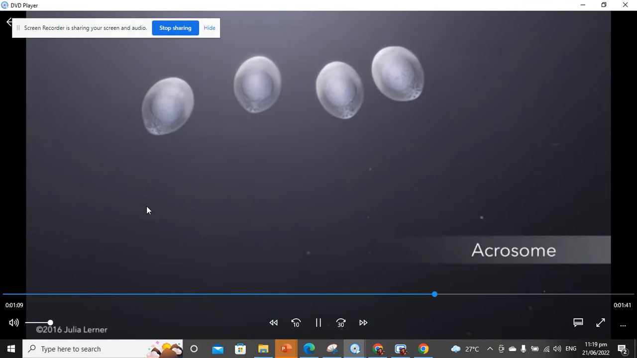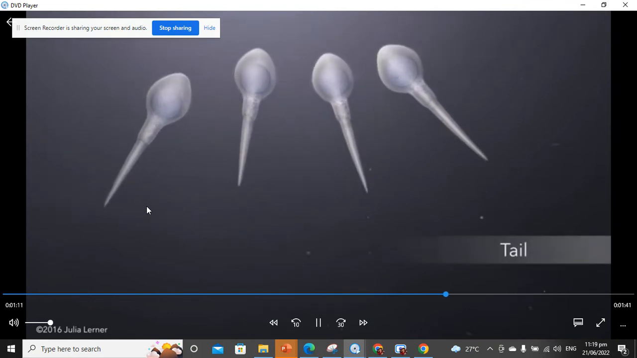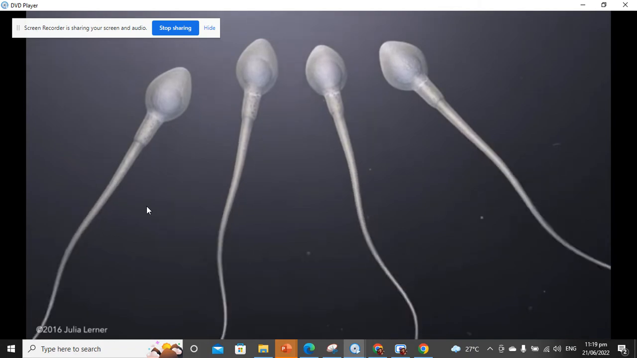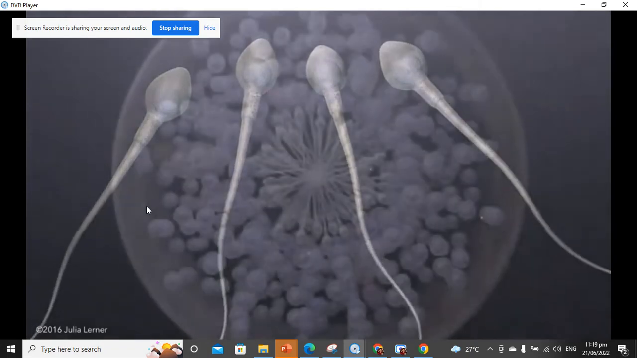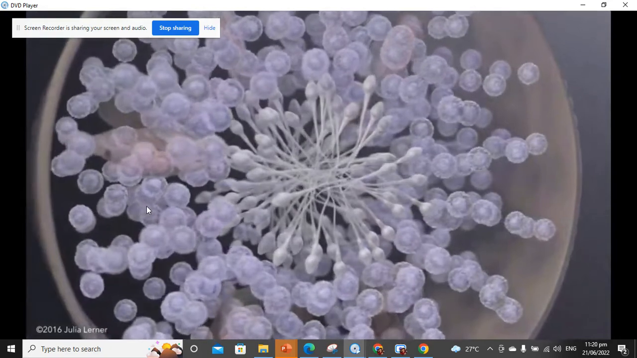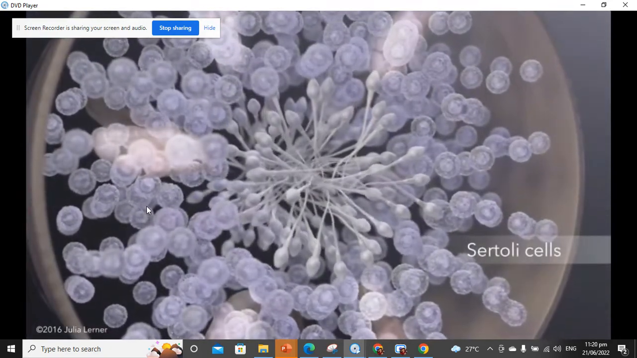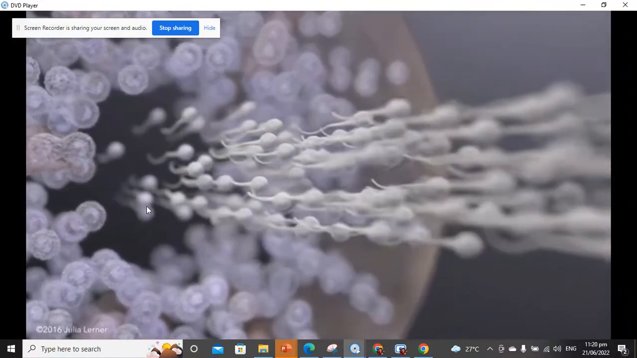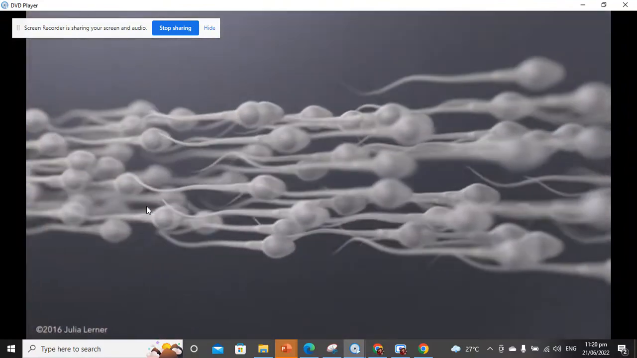The spermatid's nucleus condenses, the acrosome appears, and the tail begins to grow. Much of the cytoplasm is shed. As spermiogenesis completes, the sperm cells break free from the Sertoli cell lining of the tubules into the lumina. The sperm cells are then stored in the epididymis, where they functionally mature.